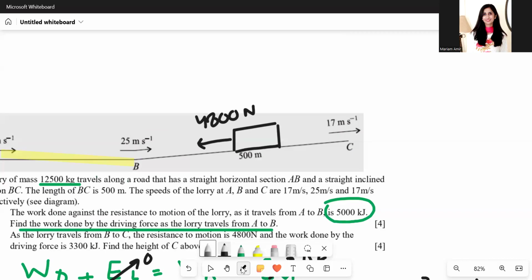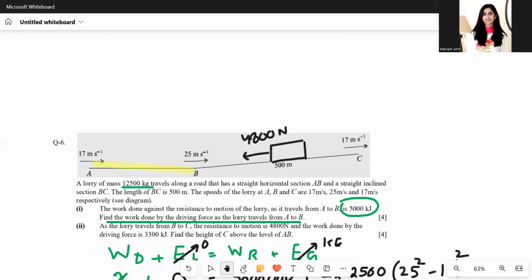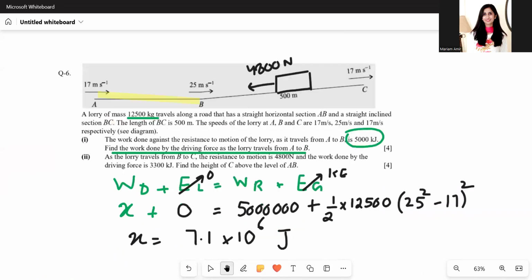If we know the resisting force, we know how much distance it covers, 500 meters. Multiplying these gives the work done by resisting force. Sometimes in the question they'll directly give you the work done by resisting force. Sometimes they'll give you the force separately and the distance separately, so you'll have to use that product. So we can find work done by resisting force through 4,800 times 500.